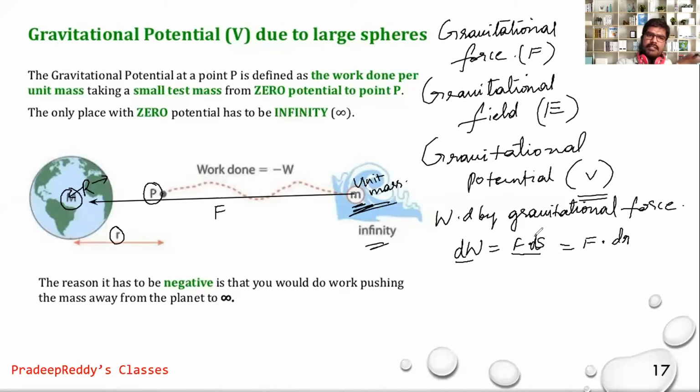F is towards the center of the earth, and the mass which is coming is also towards the center of the earth. Force and displacement both are in the same direction. Suppose if force is in the outward direction and displacement is towards the center of the earth, then the angle theta will be equal to 180, and in such a case you will get it negative. Now I am just calculating work done by gravitational force. So in order to calculate net work done, I'll integrate this dW, which is F dot dr.